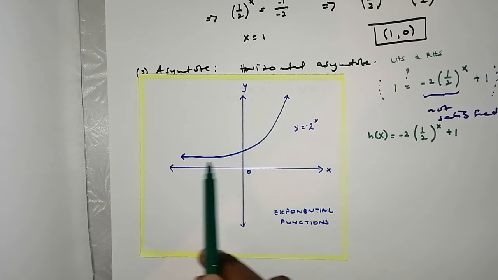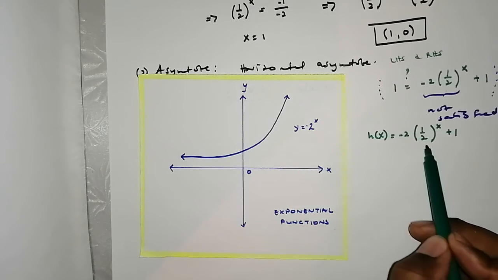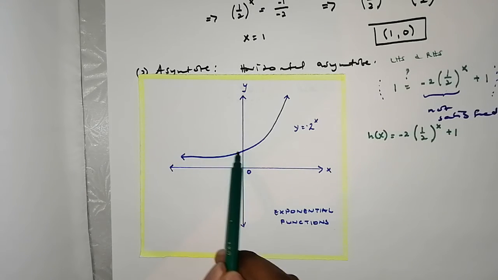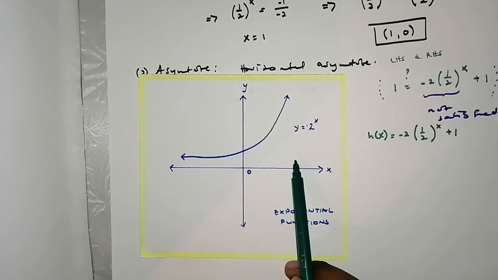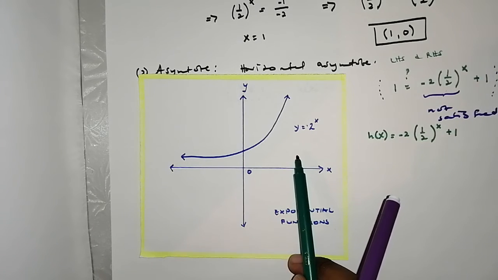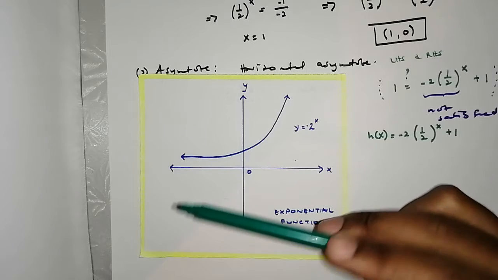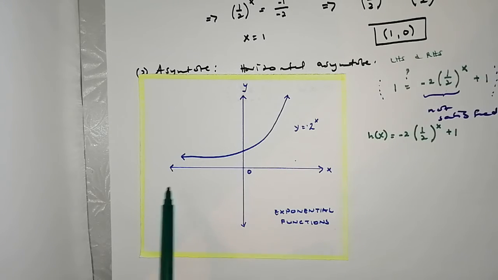This function, right? Initially this was a 2, like a whole number, and then this is a fraction. So our function would have been like this, right? And then the negative 2 there, the negative specifically, would reflect our function like this. Our function will be something like this.